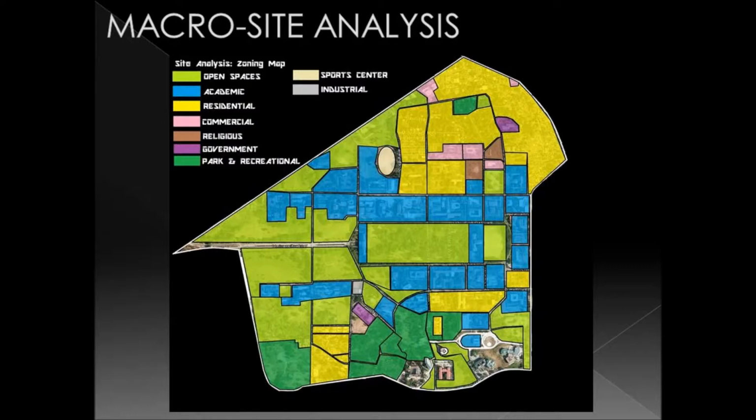As you can see, most of the spaces that we are dealing with are open spaces and academic buildings, which are highlighted in apple green and blue respectively. Since it's a school, we expected that already. There are also residential areas which are highlighted in yellow color, wherein most of the faculty and staff of different colleges live there. And one of the major parts of the vicinity is parks and recreational spaces.